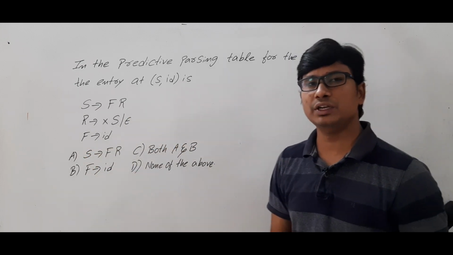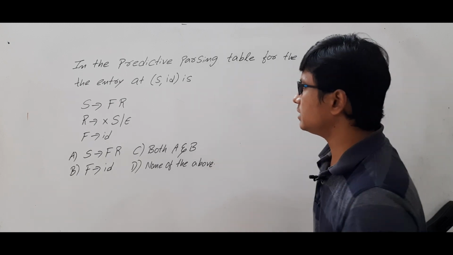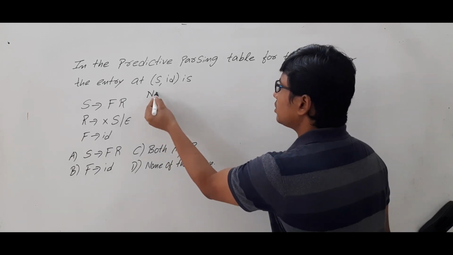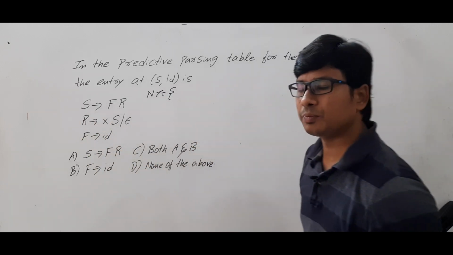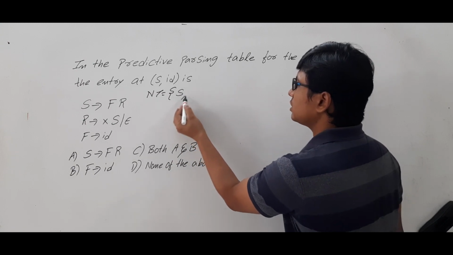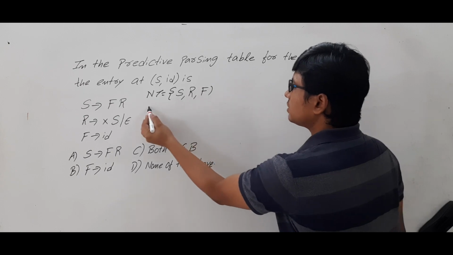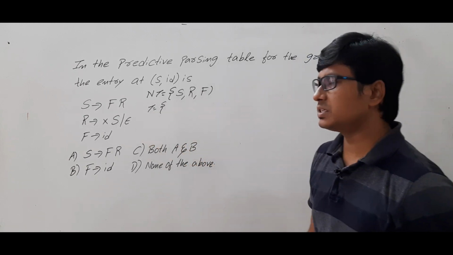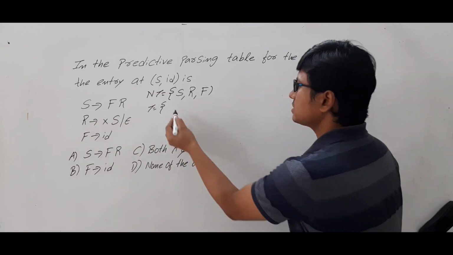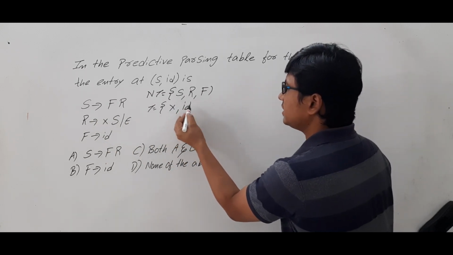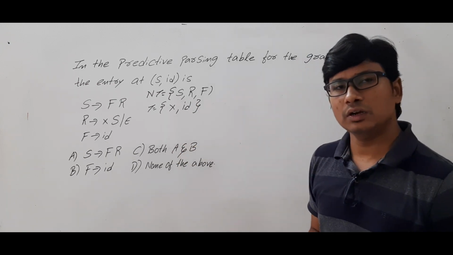First, we need to identify the non-terminals and the terminals from the grammar. What are the non-terminals? The symbols on the left hand side of the productions, we call them non-terminals, such as S, R and F. What are the terminals? The symbols on the right hand side other than the non-terminals, such as X, comma, ID. You can consider epsilon, or if you do not consider it, that is not a problem.